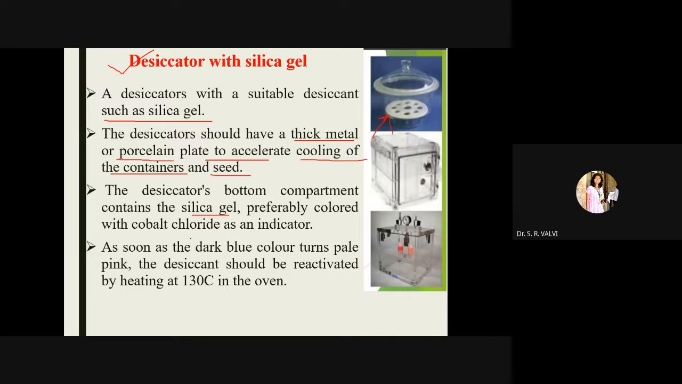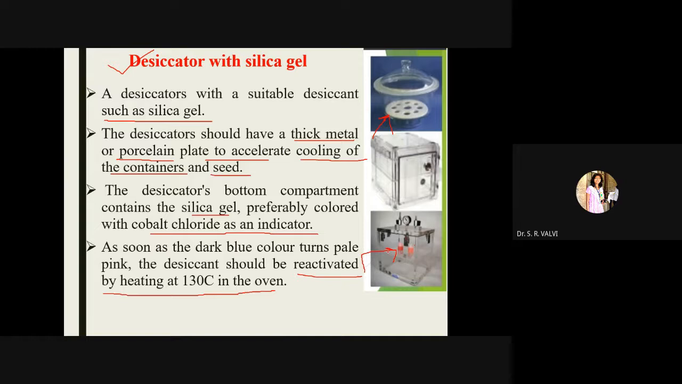It is preferably colored with cobalt chloride as an indicator. As soon as the dark blue color turns a pale pink, the desiccants should be reactivated by heating at 130 degrees centigrade in the oven, right? Here you can see the color. At first it would be blue, but after placing the seeds with the container, the color of this desiccator is going to change, right?